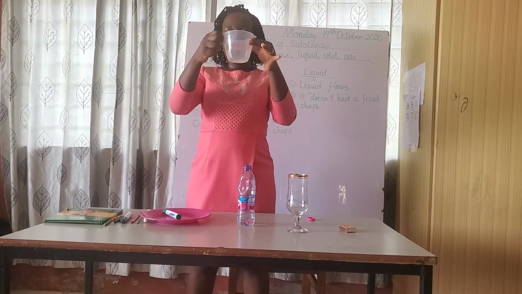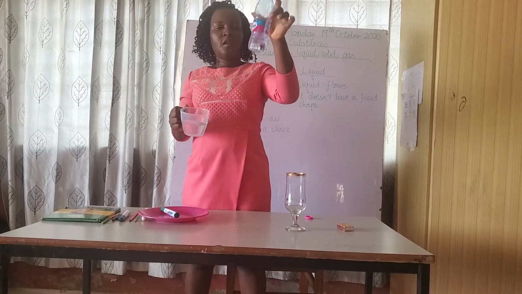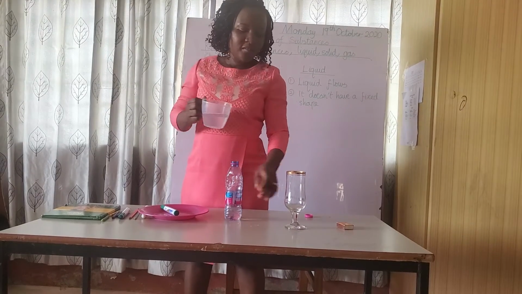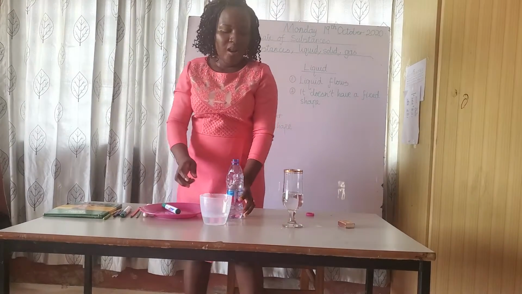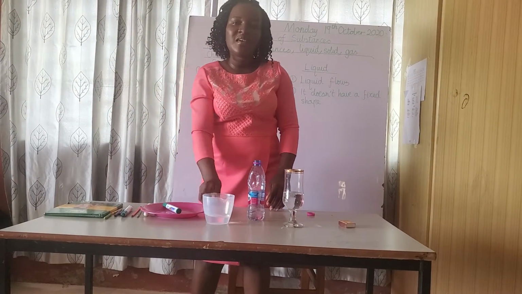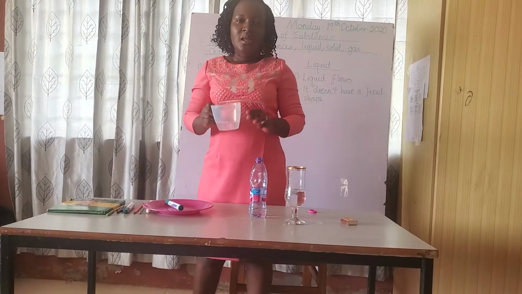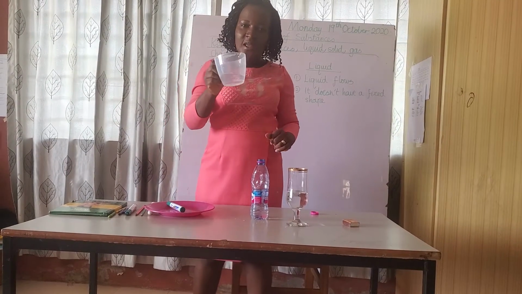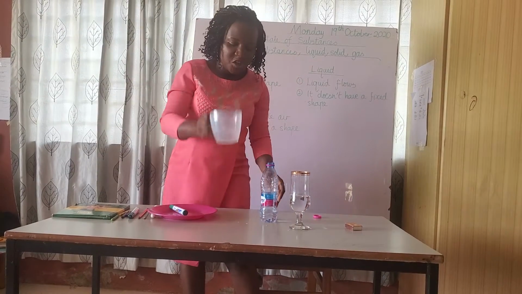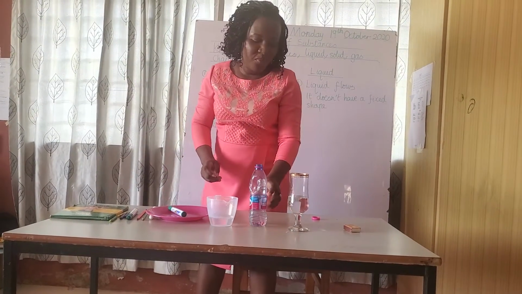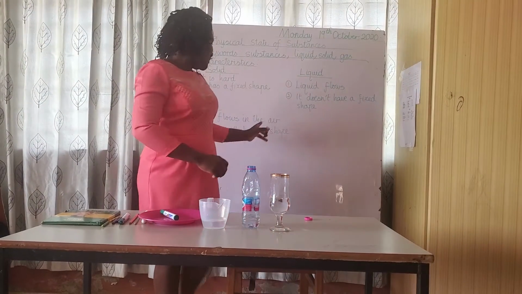In this measuring cup, look at its shape. In this bottle, look at its shape. In this glass, look at its shape. So what does it tell you about liquid? It takes the shape of the container in which it is put. So this is a different shape. This is also a different shape. And this is also a different shape. Very good. Let's move on to gas.